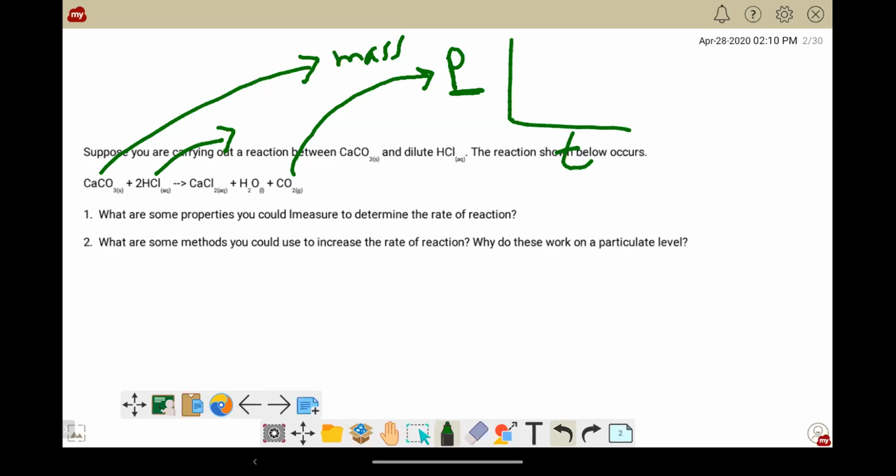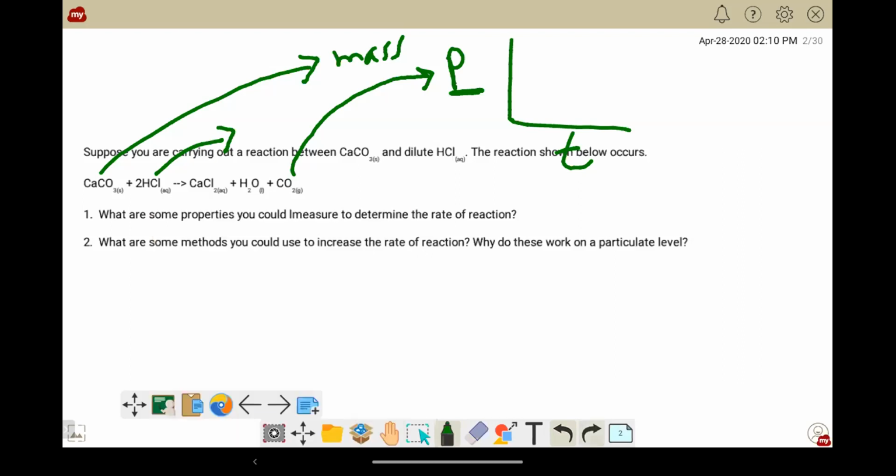What if we wanted to increase the rate of reaction? What are some methods that you could use to increase the rate of this reaction, and why do these things work on a particulate level? And this would be ones that I would hope that you might throw out there. But again, I know typing in the chat box is intimidating.